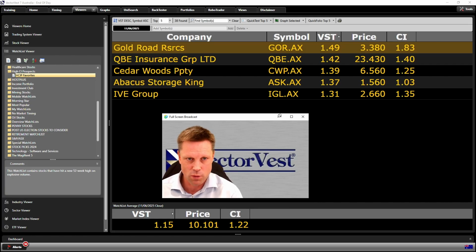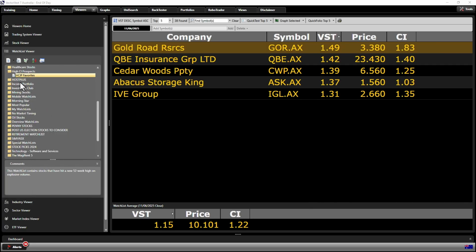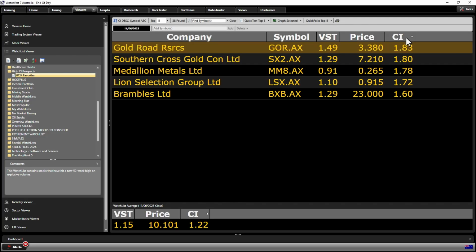What does that stand for? Stands for High CI Prospect stocks, or favorites in this particular case. So High CI Prospects dash Favorites. These are all-time favorites, some of the best trending stocks out there. And all I've done here, I'll just click on it. And then I'm going to sort it by this indicator here, CI, Comfort Index.